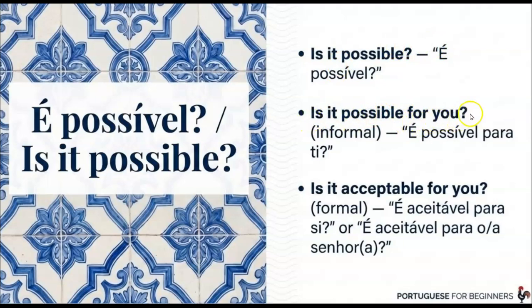Is it possible for you, talking to an informal subject? É possível para ti? Is it acceptable for you, formal? É aceitável para si? Or extra formal? É aceitável para o senhor or para a senhora?